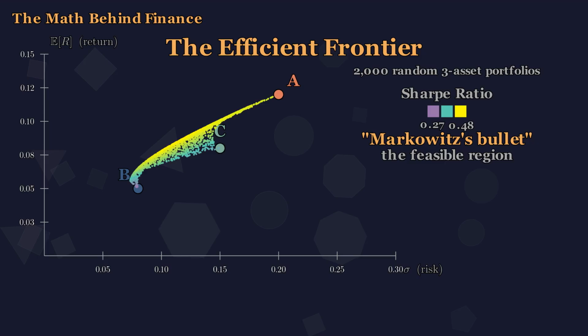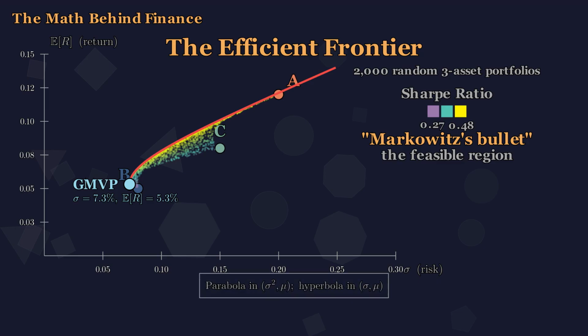The brighter dots have a higher Sharpe ratio, more return per unit of risk. But look closely at the edge, the upper left boundary of the cloud. It's not random at all. It's a curve, the efficient frontier. This leftmost point is the global minimum variance portfolio, the single lowest risk mix possible. For our three assets, it sits at roughly 7.3% risk and 5.3% expected return. The curve itself is a hyperbola in the risk-return plane. The exact solution comes from a single quadratic equation in the weights.